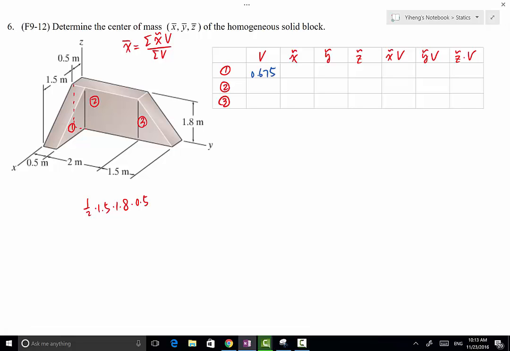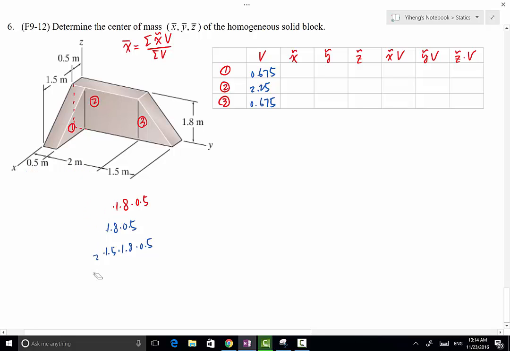So for body number 2, it's a rectangular block. The area is not 2 times 1.8, but 2.5 times 1.8 times the thickness of 0.5. So 2 plus 0.5, 2.5 times 1.8 times 0.5, and that equals a total volume of 2.25 cubic meter. Lastly, for this triangle right here, its area is 1/2 times 1.5 times 1.8. Thickness is 0.5, so it's the same as body number 1, 0.675.